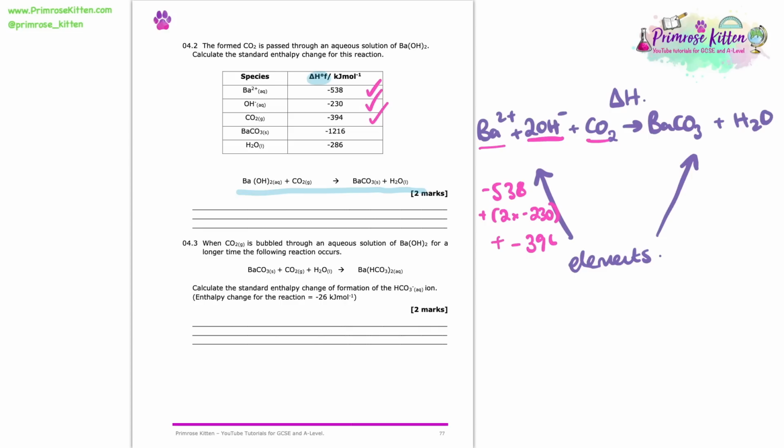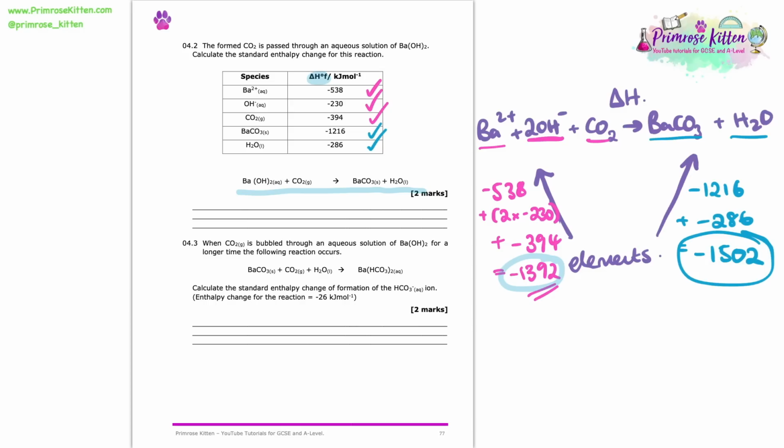So at this stage I would probably pop this into a calculator and then see that I have got a value for the total enthalpy changes of formation of the reactants of minus 1,392 kilojoules per mole. So now we're going to move over to the other side and just do the exact same thing over there. You can see we've got 1 barium carbonate, so we have minus 1216, and 1 water, so we're just going to add on this minus 286. So just like we did with the reactants, simplify to get the total enthalpy of formation of the products here, and I make that to be minus 1,502.